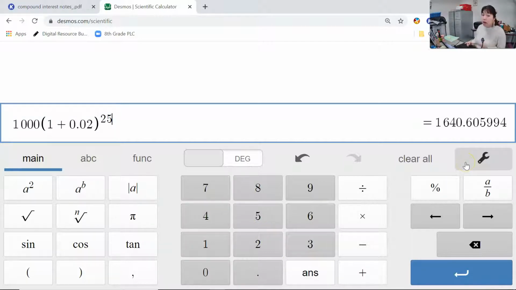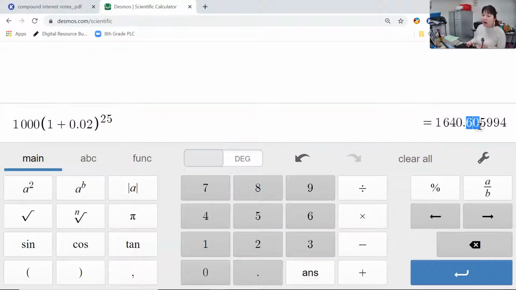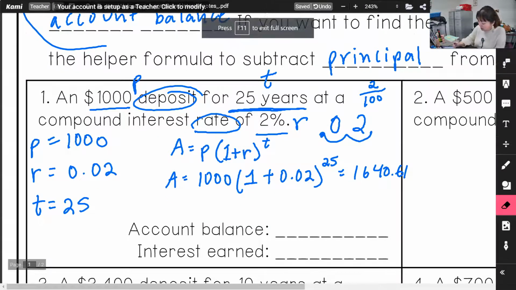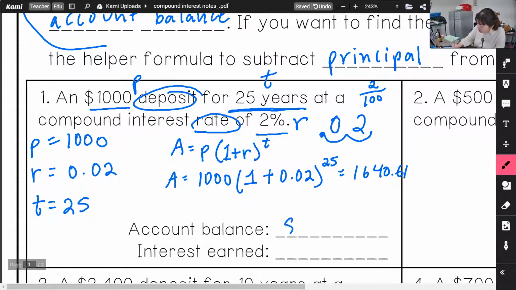1,640.60. Now, this is money, so we want there to be 2 numbers after the decimal point. But we need to figure out if we need to round this up or not, okay? So we have 5. 5 or more raise the score, so that means we need to bring the 0 up 1. So this is the same as $1,640.61 once we round it. Okay? And again, this is A, okay? 1,640.61. This is our A. So that means that the answer, we want A here, account balance. So we want to write this right here.